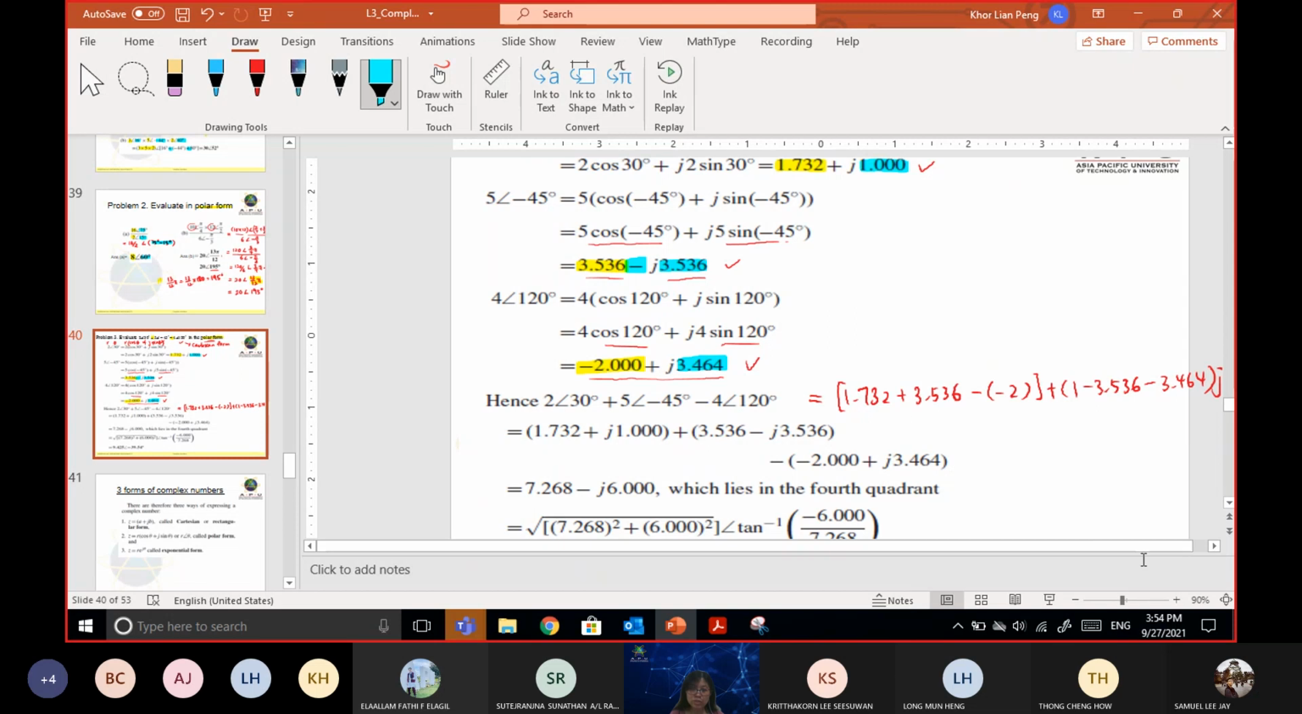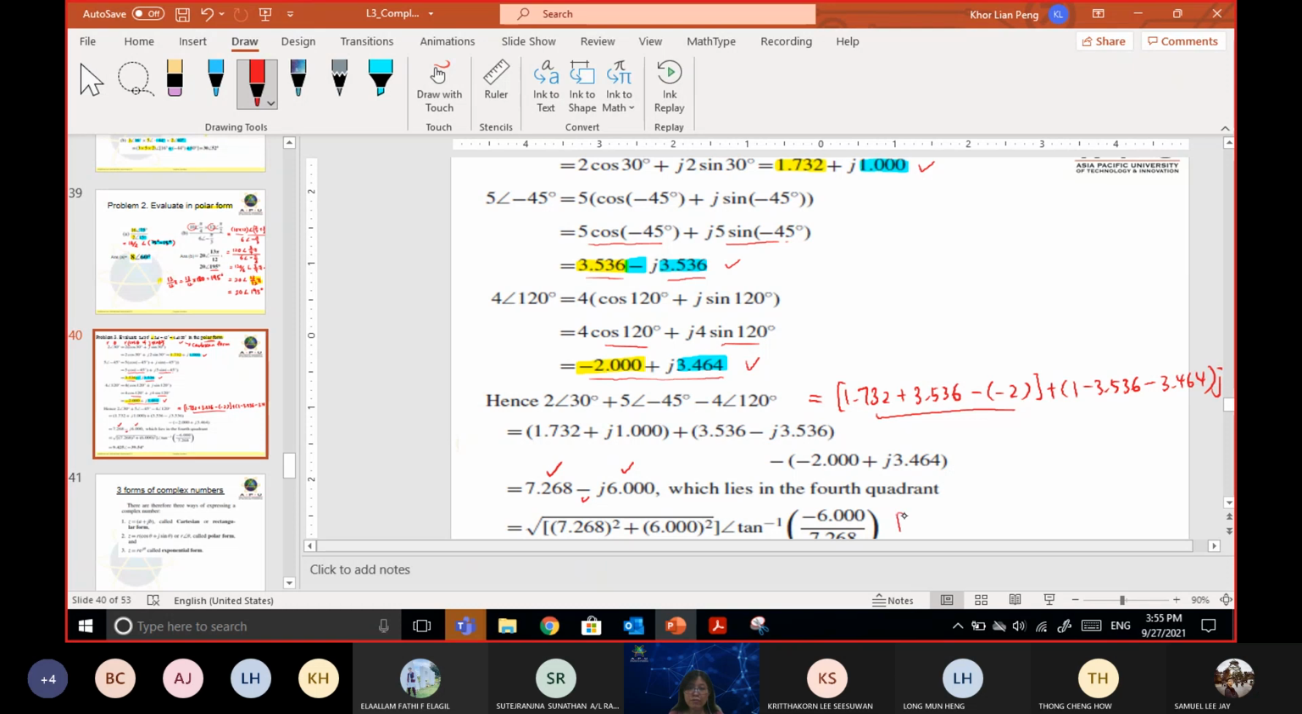So 1.732 plus 3.536 plus 2, you get 7.268. We get this answer when calculating this part. Then next, for the imaginary part, 1 minus 3.536 minus 3.464, so you get -6, correct? So these are the answers in the Cartesian form.